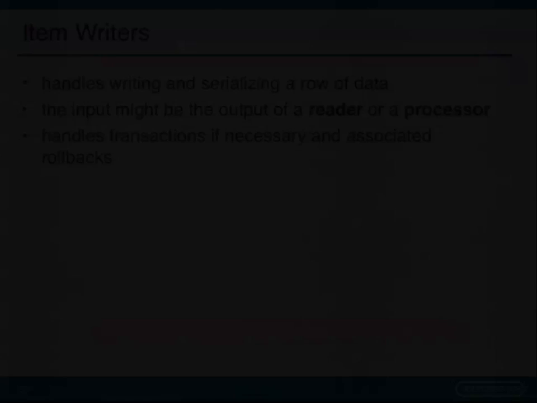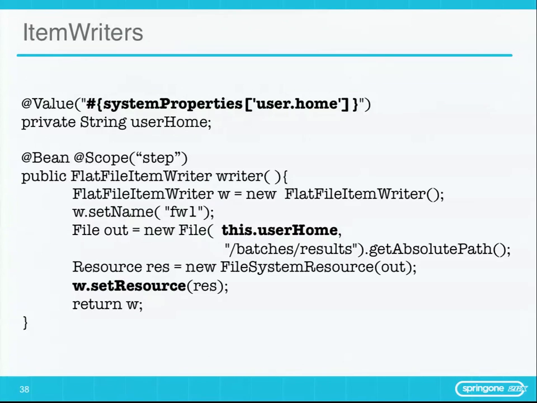Item writers. So yeah, good. Here's an example of an item writer. Again, the writer itself might carry state. It might have an idea of what you're doing, and it might need parameters that are created from the job.